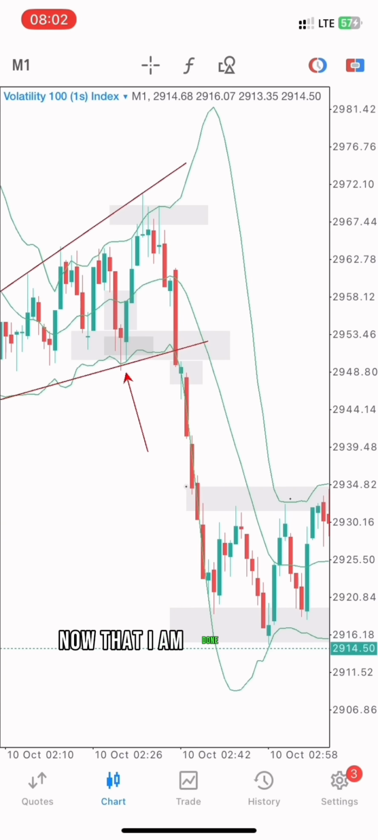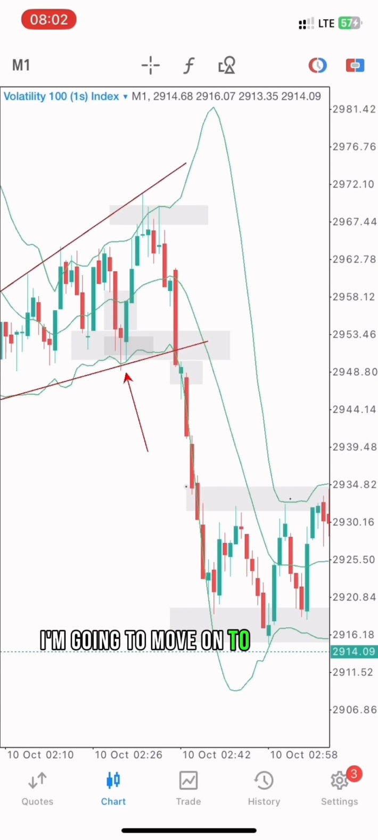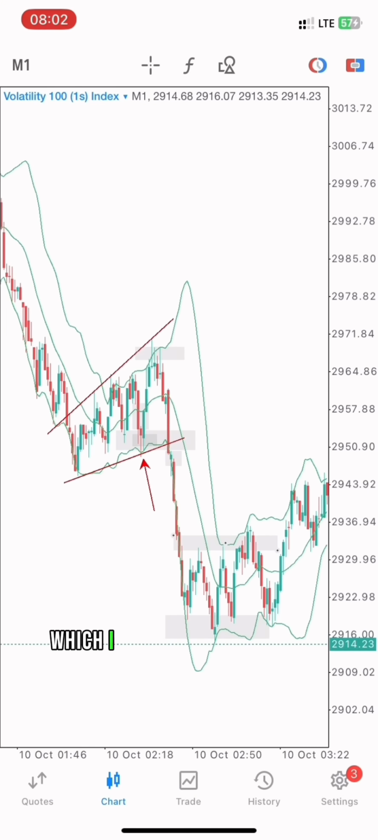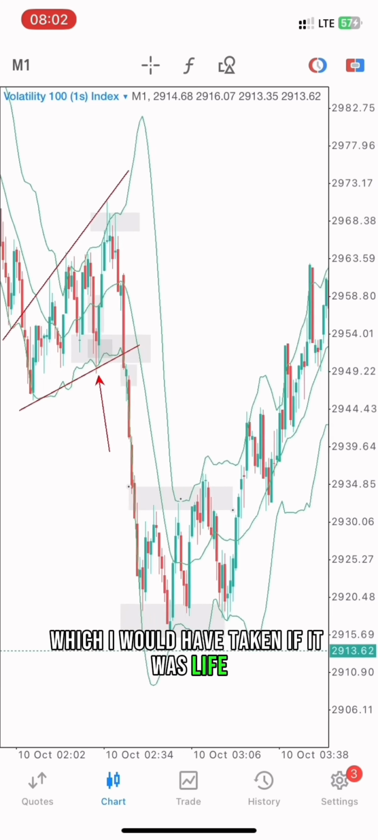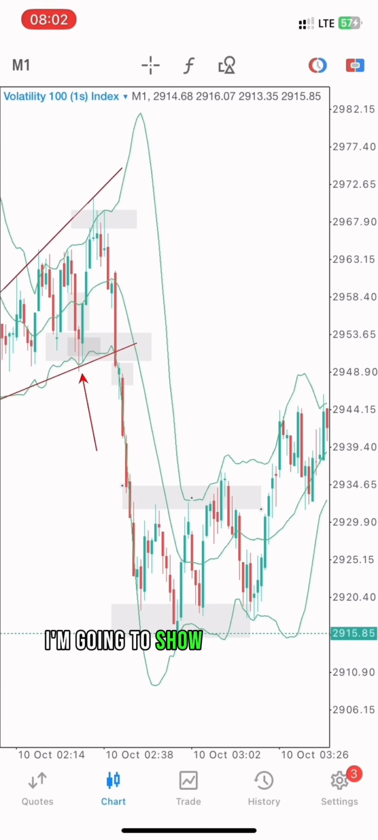Now that I am done with the rising wedge, you've seen, I'm going to move on to the next trade, which I would have taken if it was live, but this is just past data which I'm showing you. I'm going to show you live data again when I'm trading, after these kind of examples, so that you can get on.